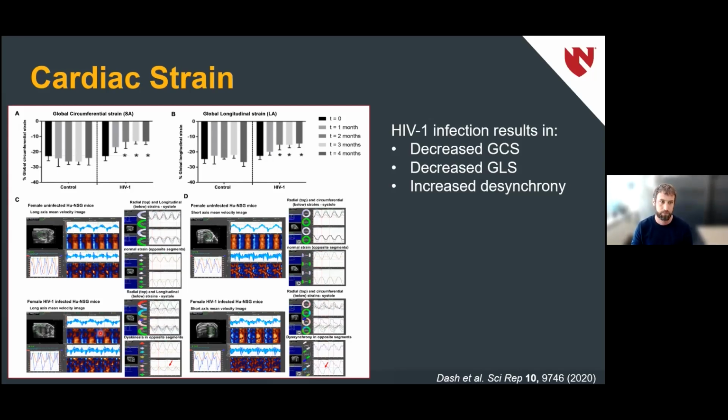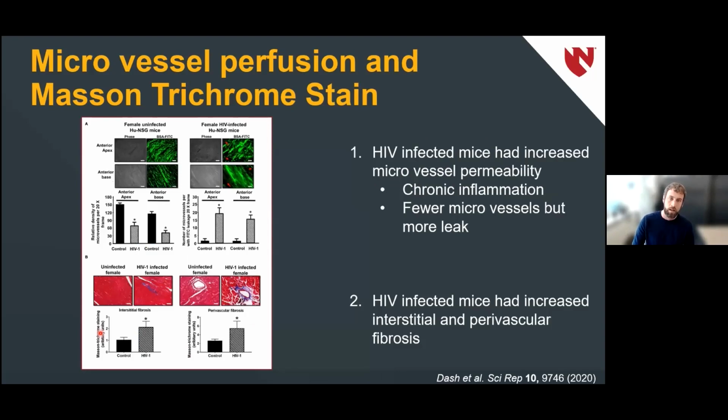In this first study, we looked at the microvessel perfusion. Just before sacrifice, we injected mice with 40 milligrams per kilogram of bovine serum albumin with fluorescein isothiocyanate, or BSA FITC. We waited 10 minutes and then sacrificed the mice. What this allows us to measure is microvessel leakage, or how leaky the vasculature is.